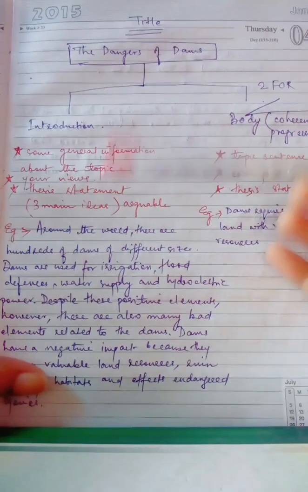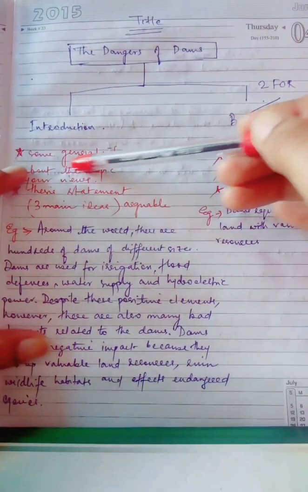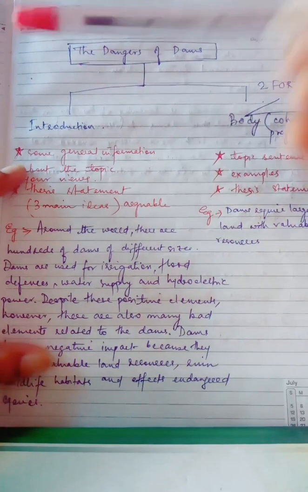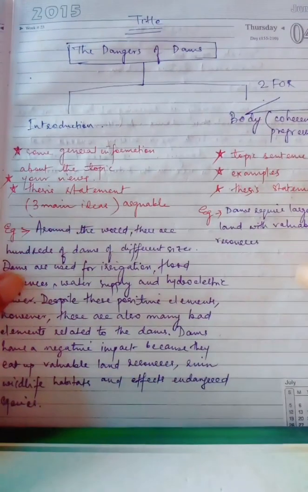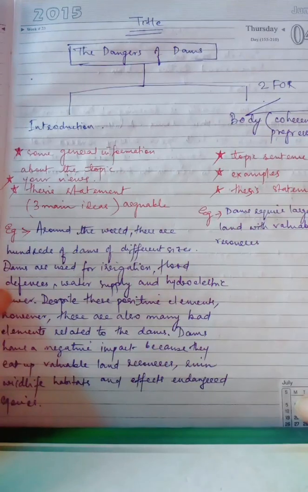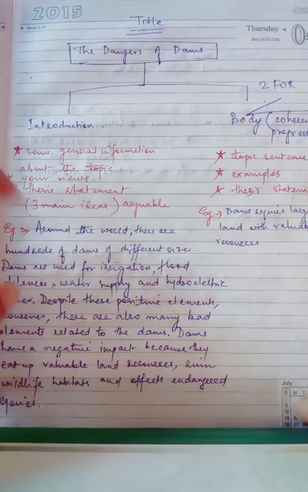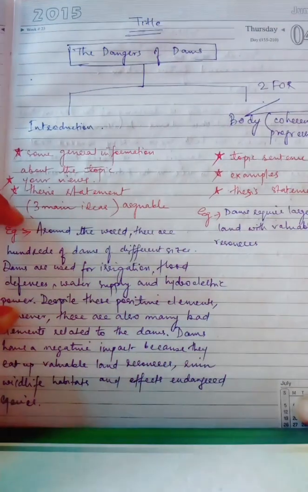For example, let's take this example, the dangers of dams. So, some general information. What do I mean by this? Like this: around the world there are hundreds of dams of different sizes. Dams are used for irrigation, flood defenses, water supply, and hydroelectric plants. So I'm giving general information about dams. This is my general information.